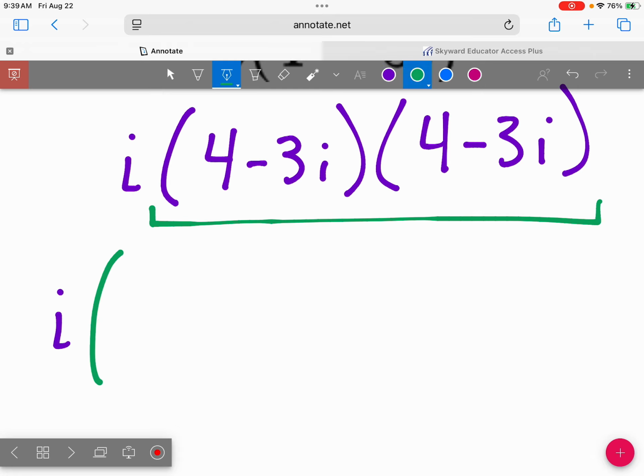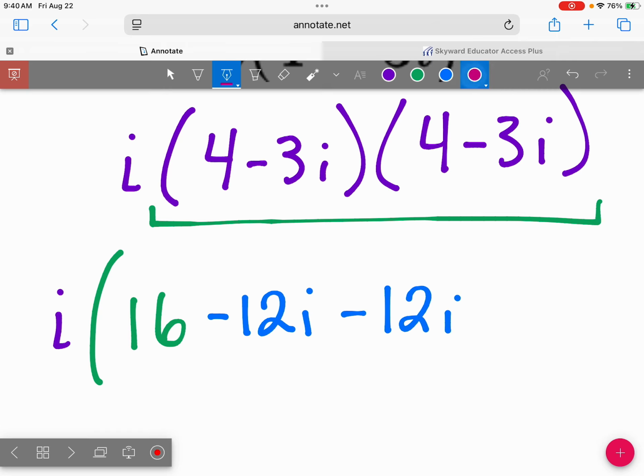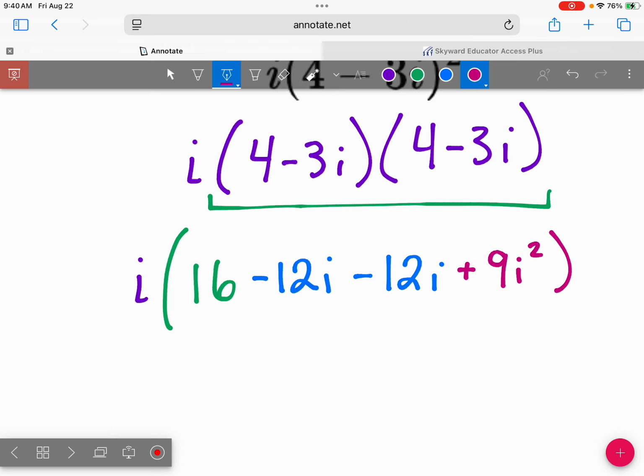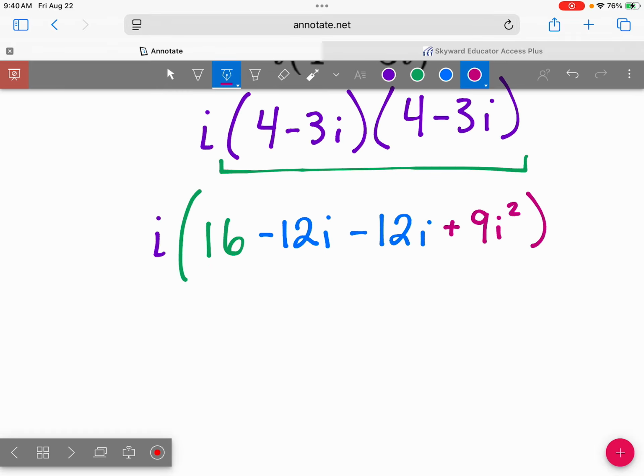When I do that, I'm going to have my 4 times 4 giving me 16. I have my 4 times minus 3i giving us a minus 12i. And then we have another minus 12i. And then we have a plus 9i squared. So that's that whole set of multiplication of those two binomial pieces. Complex numbers, technically, but they feel like binomials. And we can simplify that.